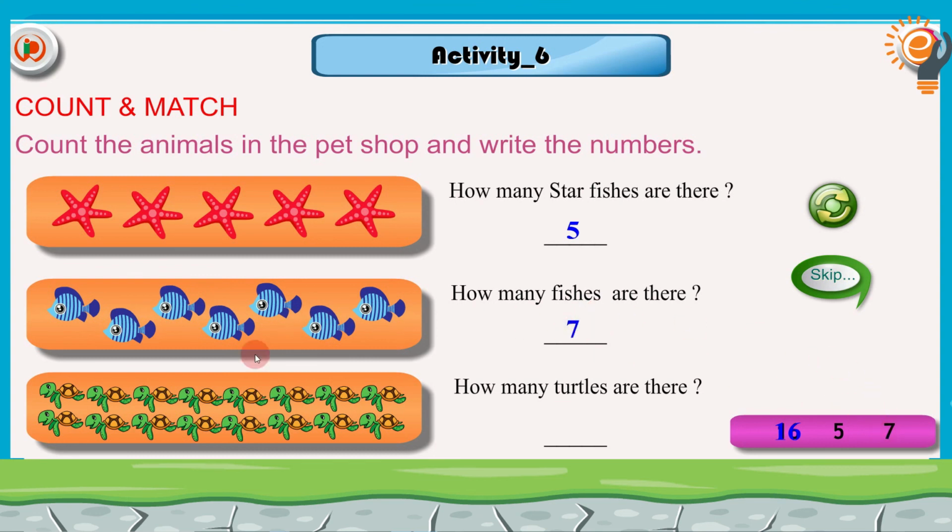Correct. Next, how many turtles are there? So these are the turtles. We will count the turtles. 1, 2, 3, 4, 5, 6, 7, 8, 9, 10, 11, 12, 13, 14, 15, 16. So the turtles here are 16. So we will write here 16. Correct. Now we will go for the next bit.